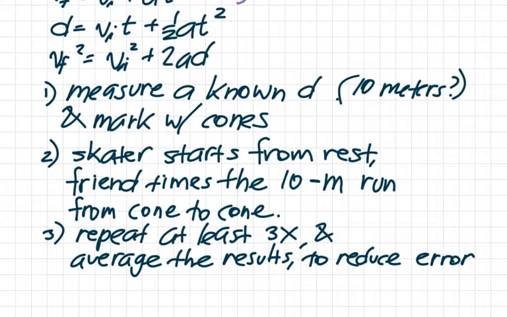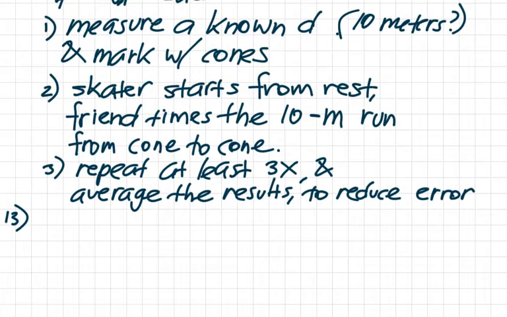Take at least 3 times, because this way, if you mistime it, you're really kind of timing this by eyeball, and probably the timer wants to be at the second cone, so you can line it up properly. They call that parallax error. But do it at least 3 times and average the results.